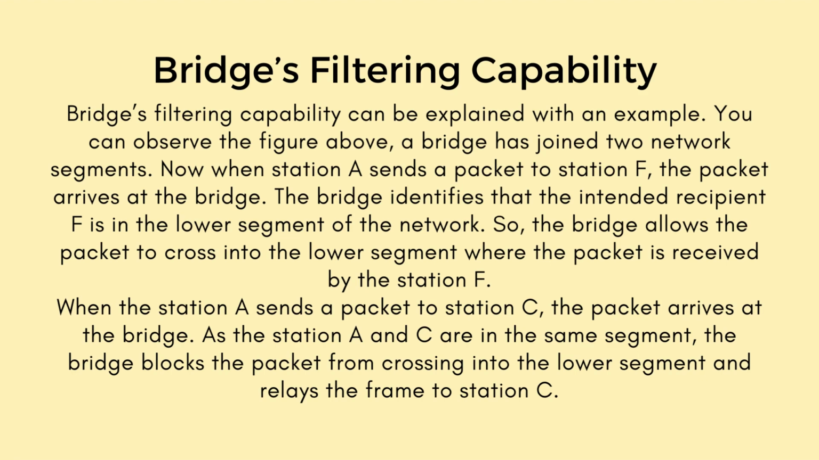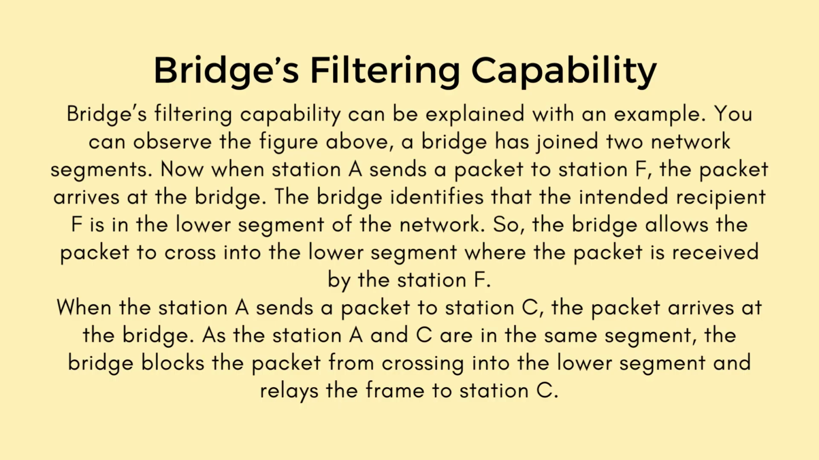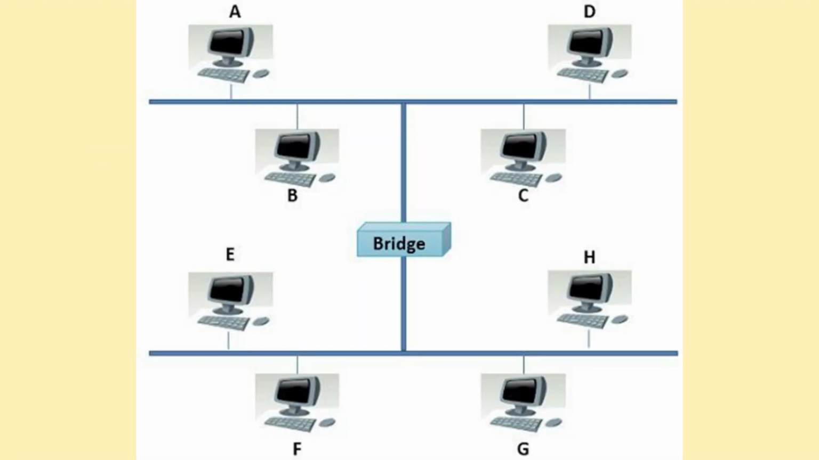You can observe the figure above. A bridge has joined two network segments. Now when station A sends a packet to station F, the packet arrives at the bridge. The bridge identifies that the intended recipient F is in the lower segment of the network. So, the bridge allows the packet to cross into the lower segment, where the packet is received by the station F.